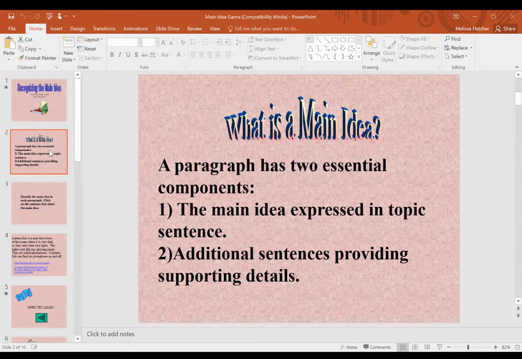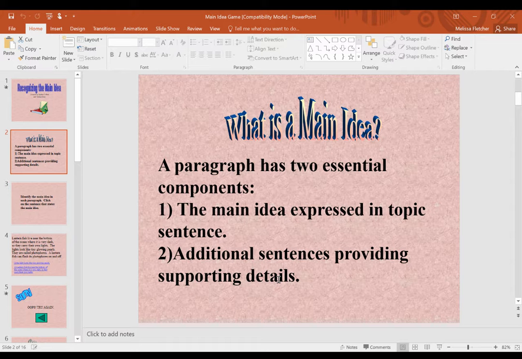Just to review, a paragraph has two essential components. Components is a fancy word for part. Number one, it has the main idea expressed in the topic sentence. Not always. It's not always in the topic sentence, but when we write paragraphs, it is. And number two, additional sentences providing supporting details. So those are the three or more juicy details that support the topic sentence.